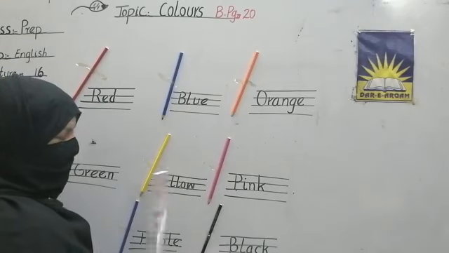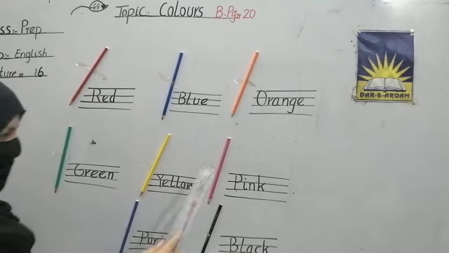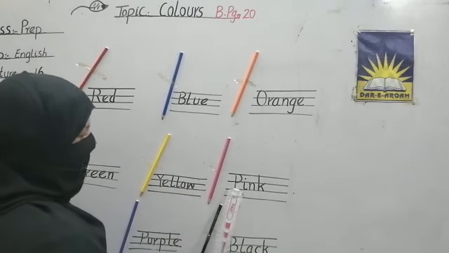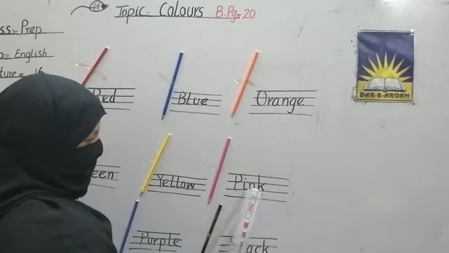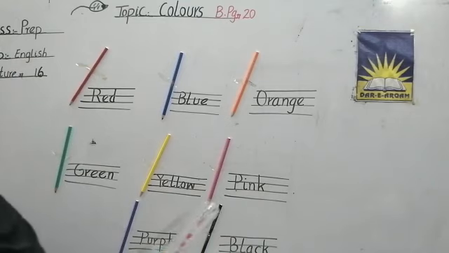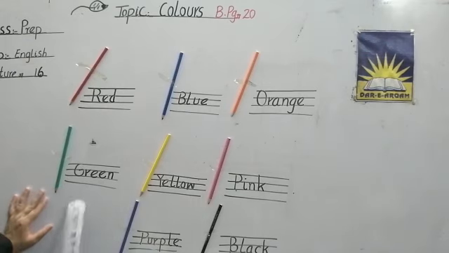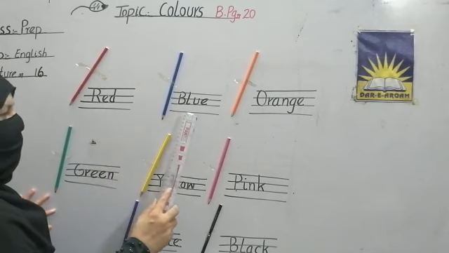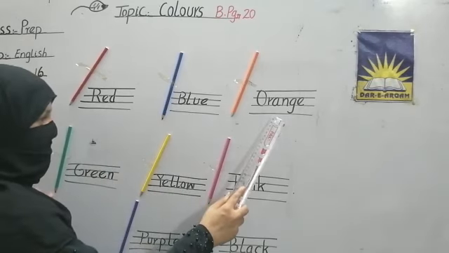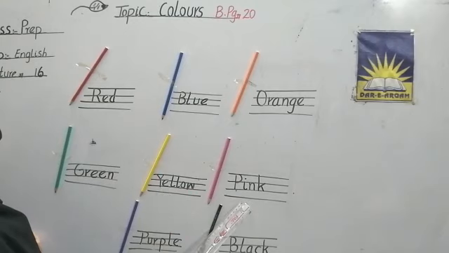Next, pink. What is the spelling of pink? It's a very pretty color. Yes, pink. P-I-N-K. Pink. Students, repeat two lines with me. Yes, good. Red, blue, orange, green, yellow, pink.